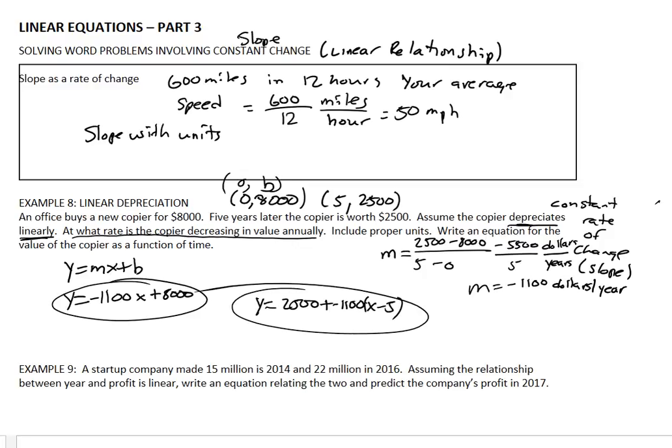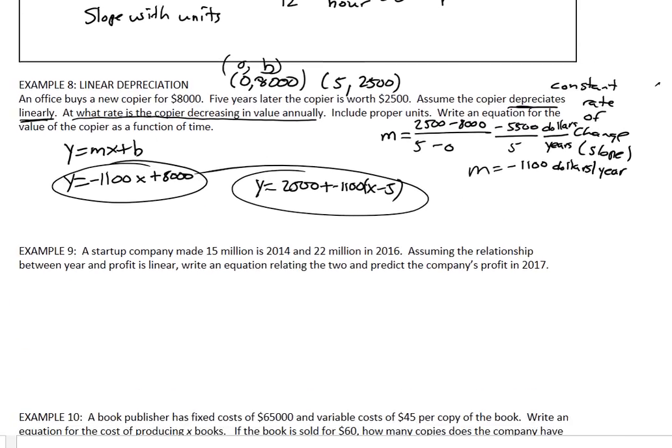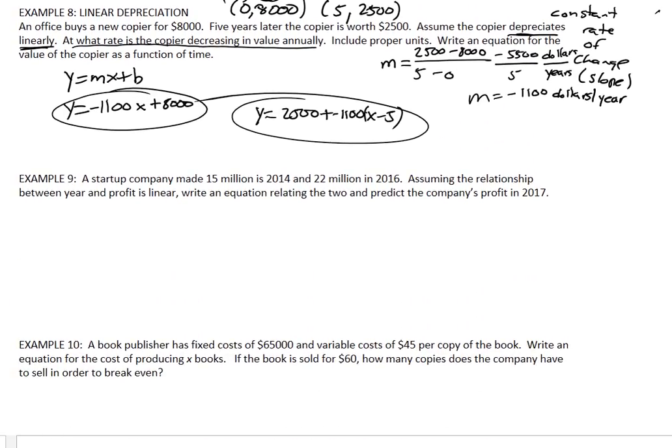All right. Example 9. The startup company made $15 million in 2014 and $22 million in 2016. Assuming the relationship between year and profit is linear, write an equation relating the two and predict the company's profit in 2017. Okay, so again, it says it's linear, so we're looking for information that can help us write the linear equation. That could be a couple of points that are on the line, or it could be that they tell us a rate of change.